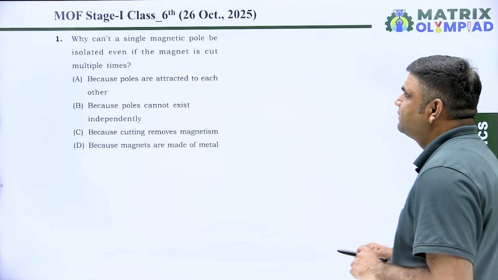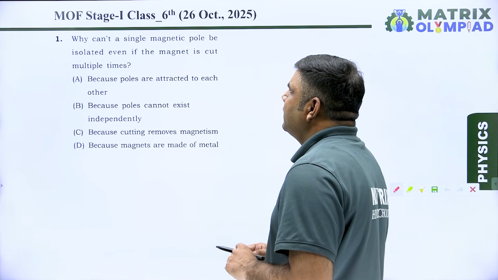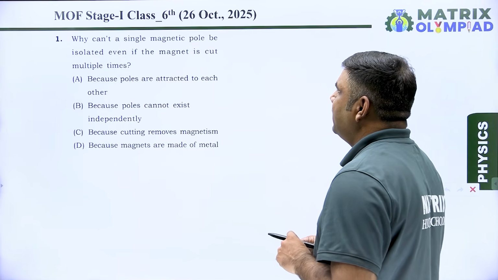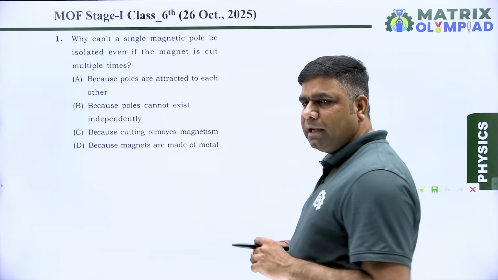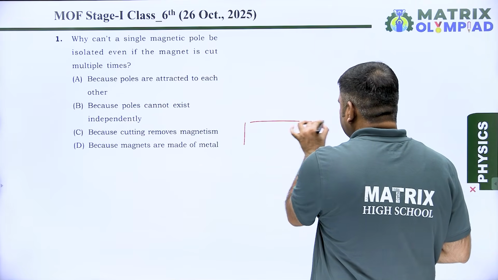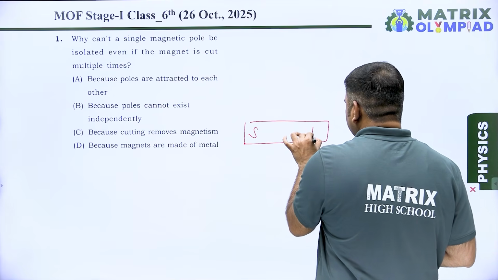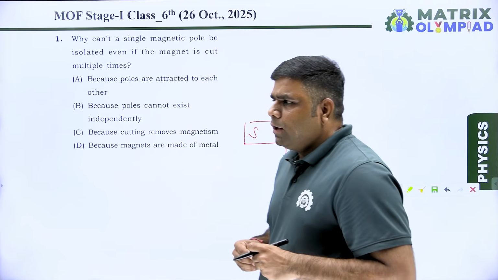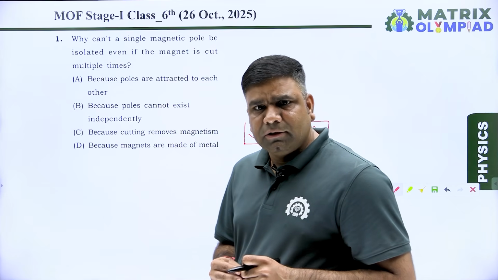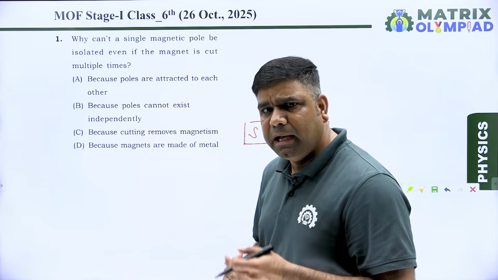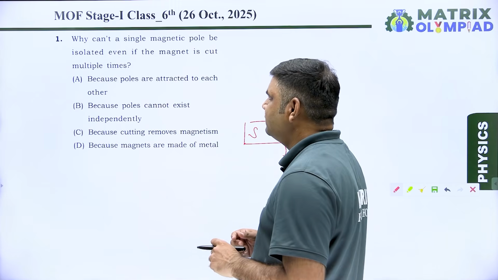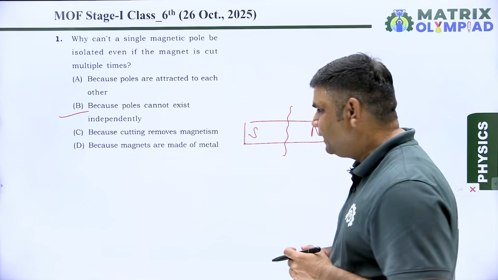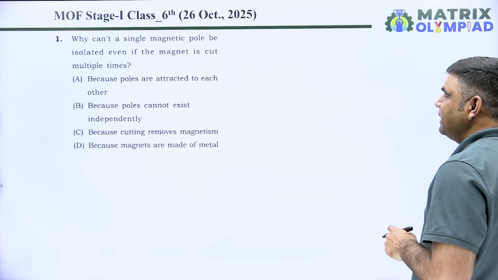Question number first is, why can a single magnet pole not be isolated even if the magnet is cut multiple times? We know that a magnet always has two poles, that is north pole and south pole. If we cut the magnet, the south and north pole always exist, so a single pole cannot exist when we cut a magnet. So our correct answer will be option B, because poles cannot exist independently. Move to the next question.